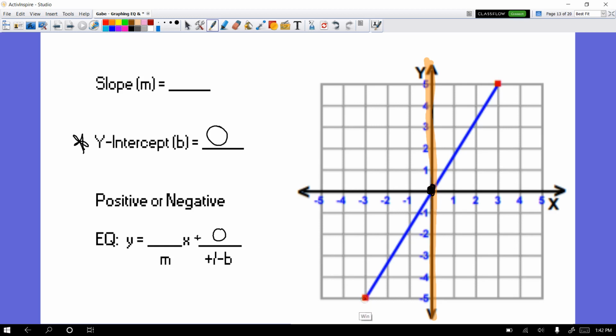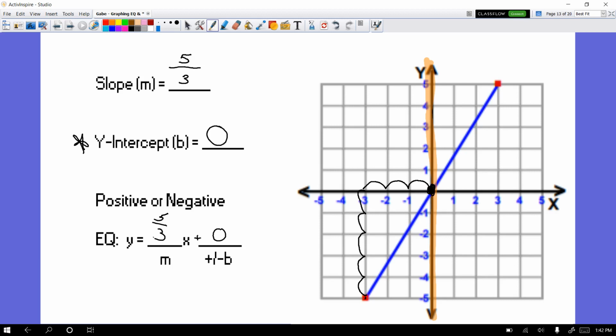Then the slope. All right, so if we know that this is a point as well, what we can do is start at a point that's given, count how far you have to go up or down. 1, 2, 3, 4, 5. There's your rise. 1, 2, 3. There's your run. Okay, so now we have y equals 5/3 x plus 0.